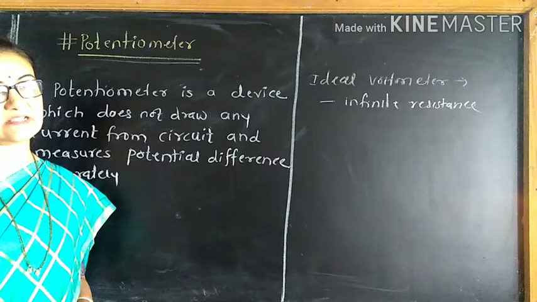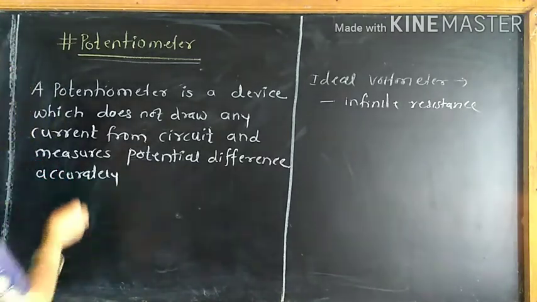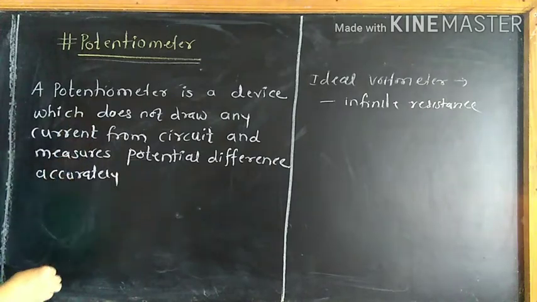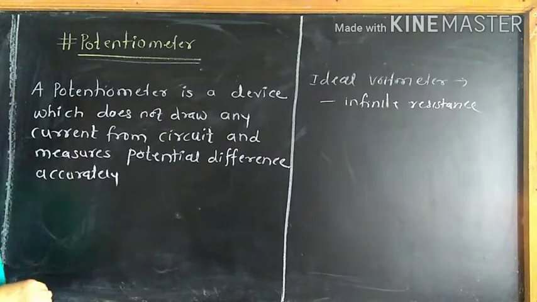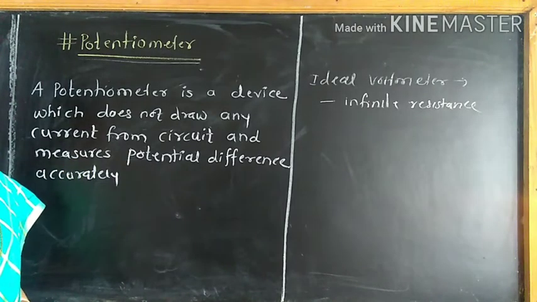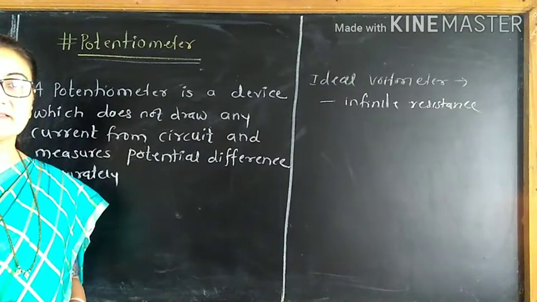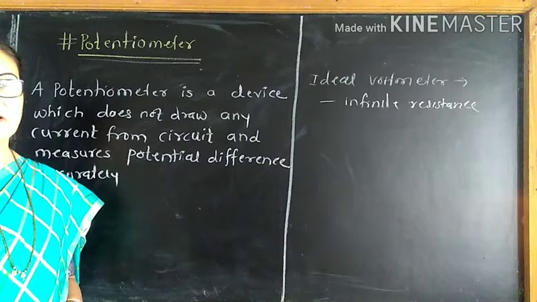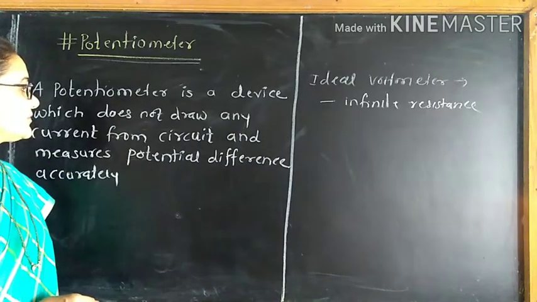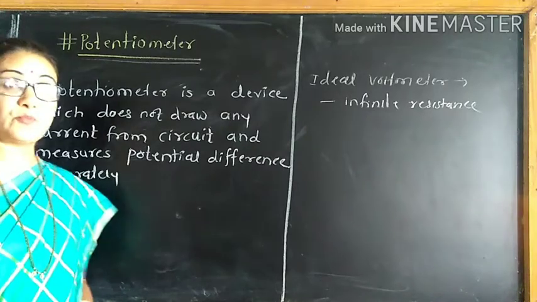points of a circuit. What is meant by potentiometer? A potentiometer is a device which does not draw any current from the circuit and it measures potential difference accurately. This potentiometer has infinite resistance, and therefore we can measure accurate potential difference with the help of a potentiometer.